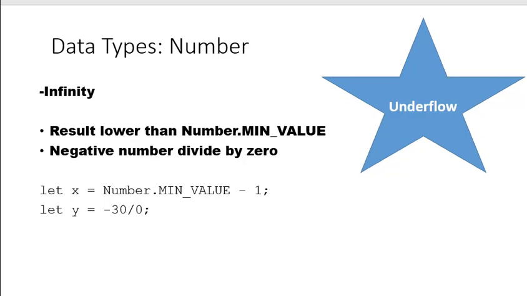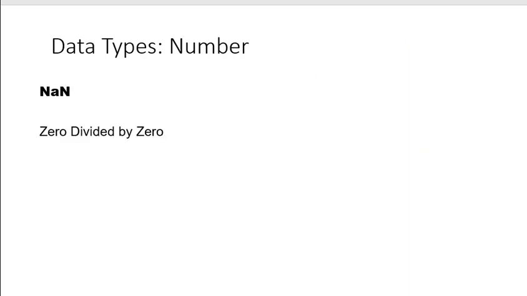Negative Infinity is set when there is an underflow error. It also happens in two scenarios. The first is when the result is lower than the minimum allowed value for a number. The second is when a negative number is divided by 0. So these are the two situations when negative Infinity is set. NaN stands for not a number. When 0 is divided by 0, NaN is returned.